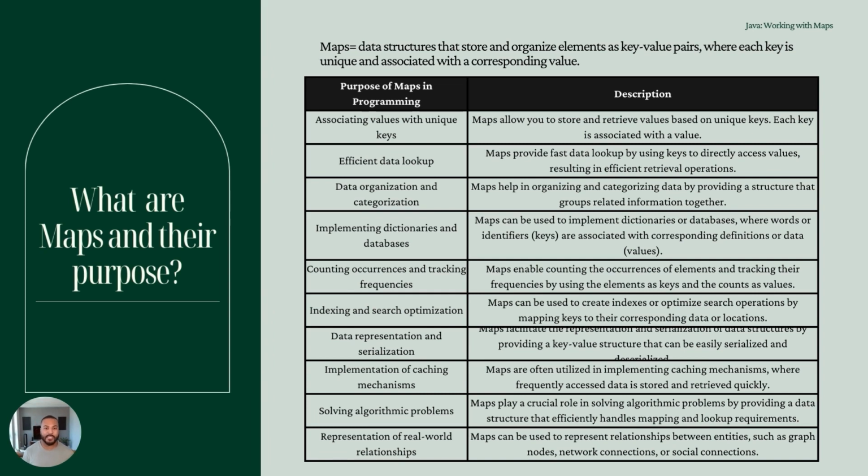Another purpose is implementing dictionaries and databases. This application is crucial for building language processing tools, data storage systems, and more. Maps can also efficiently count occurrences of elements in a dataset. By using the elements as keys and the count or frequency as values, maps enable easy tracking and analysis of item frequency.